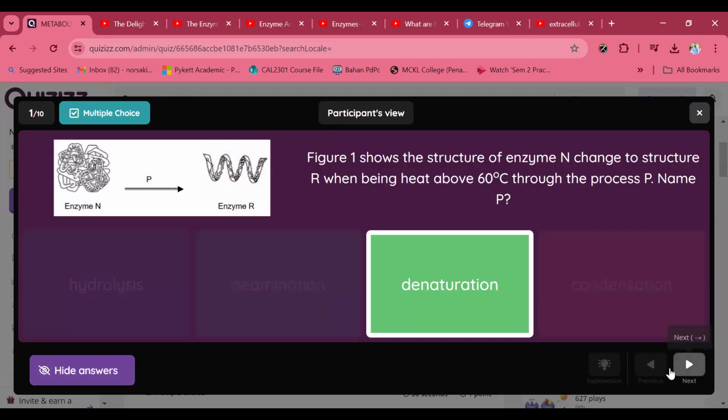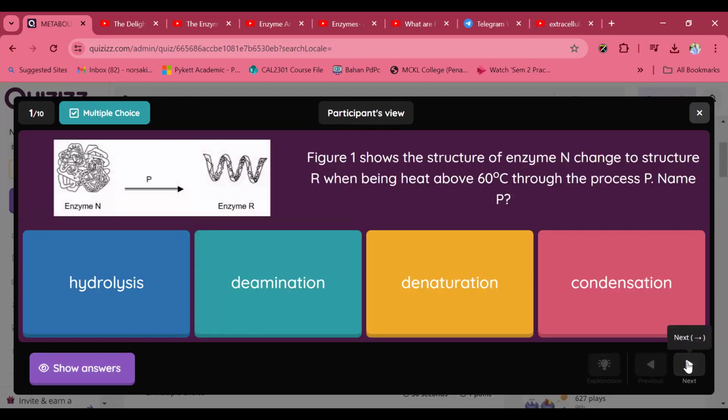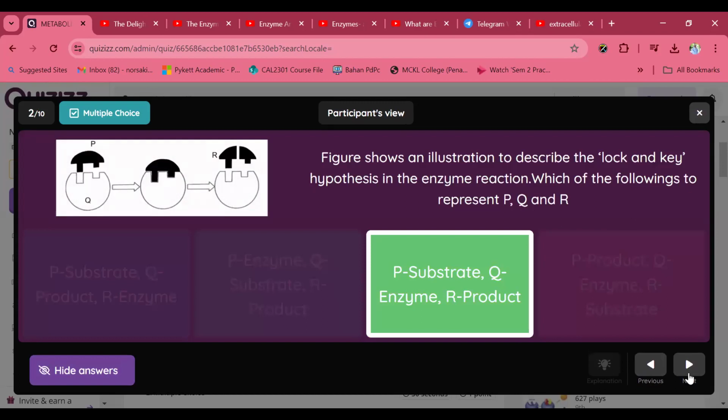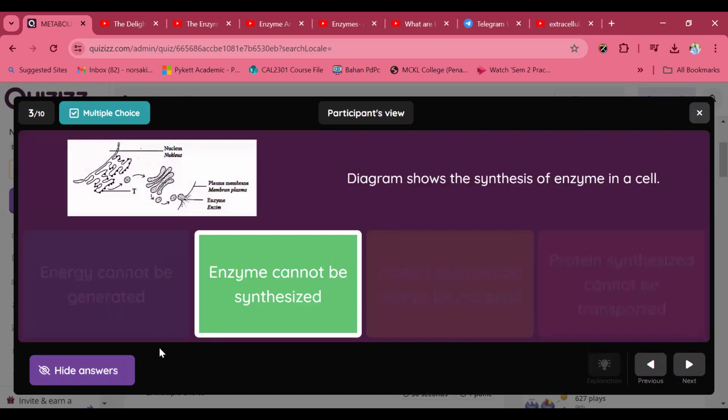Okay, now next question. Now this one is the lock and key. So the Q will be the enzyme, the P will be the substrate, the R will be the product. So the answer will be the yellow color there. Okay, this one I think all of you got it correct.